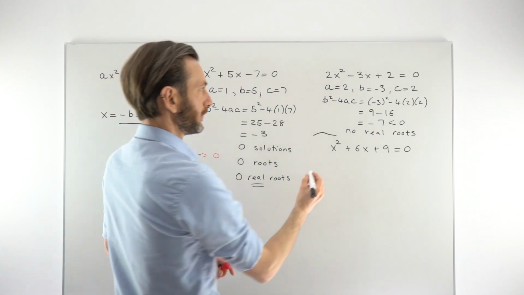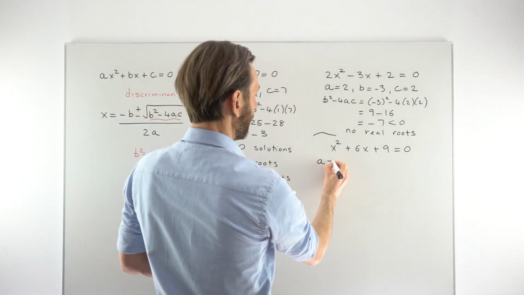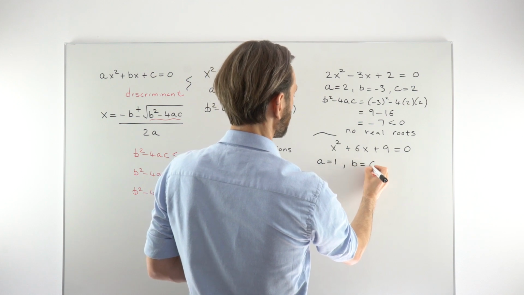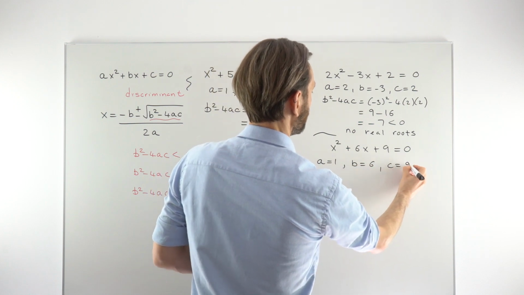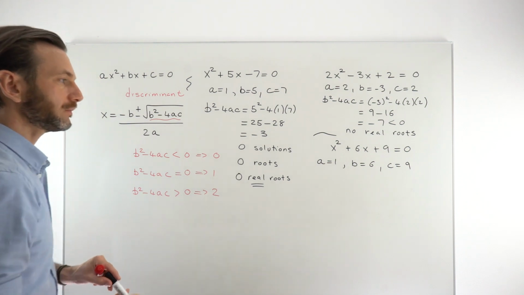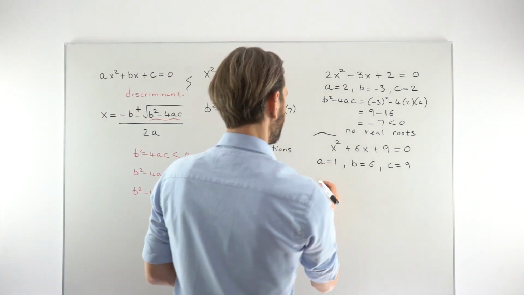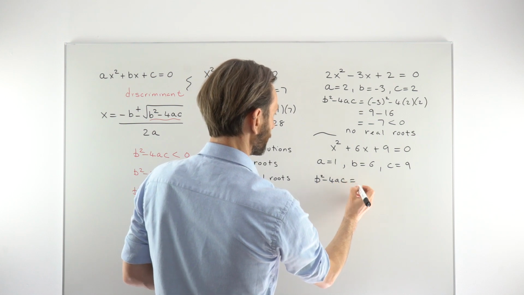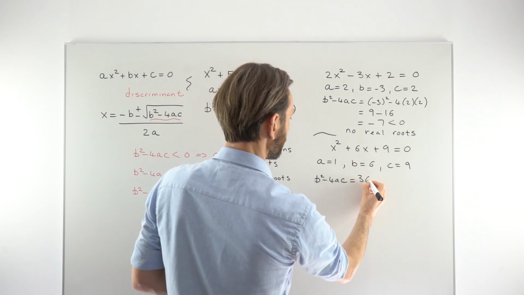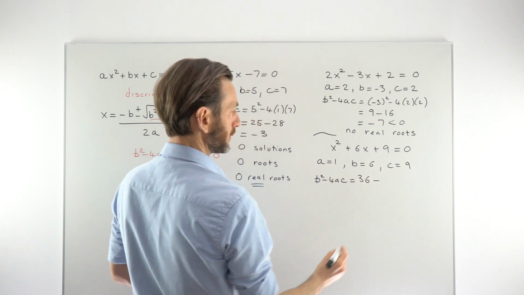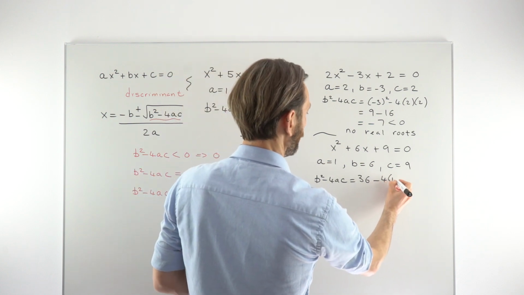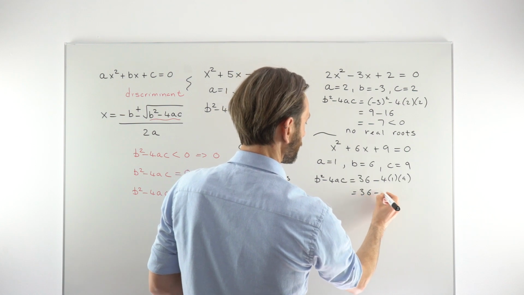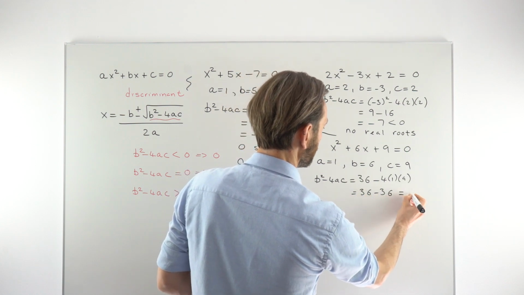Okay, so checking out the final example, just going through the same thing again. There's not really much variation usually to the process with these. So b is 6, c is 9. Just working through and seeing what we're going to get. So b squared minus 4ac, just working out that discriminant value, that's going to be 36 for 6 squared minus 4 times 1 times 9. So that comes out to be 36 minus 36, which is 0.